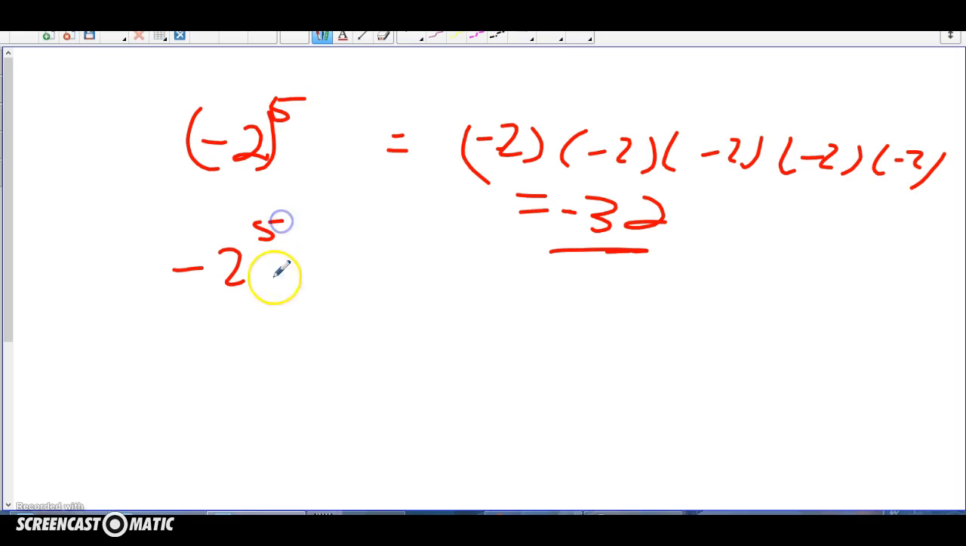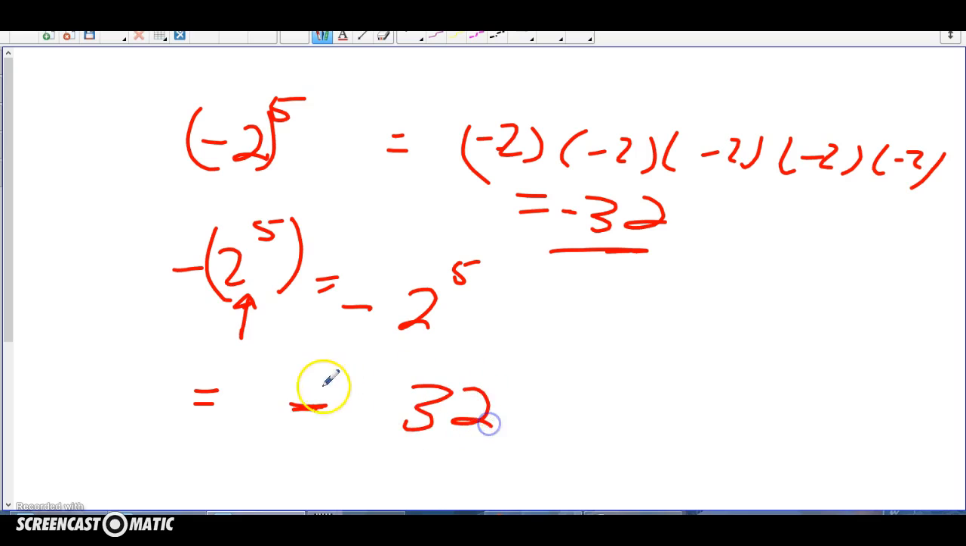Now, that is different than this: negative 2 to the power 5 when you don't see a bracket. That says find out what 2 to the 5 is, and then give me the negative. So it's the negative of 2 to the 5. You could think of it like this: any question that has a negative without a bracket, the answer is negative. So 2 to the 5 is 32, and I want the negative of it.